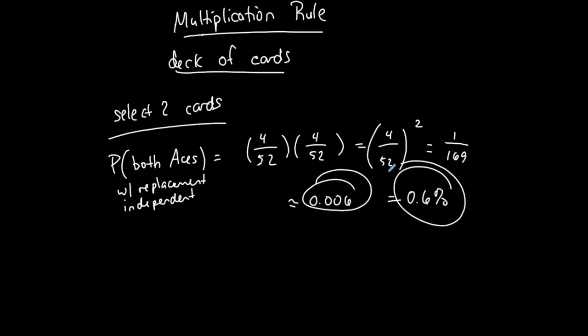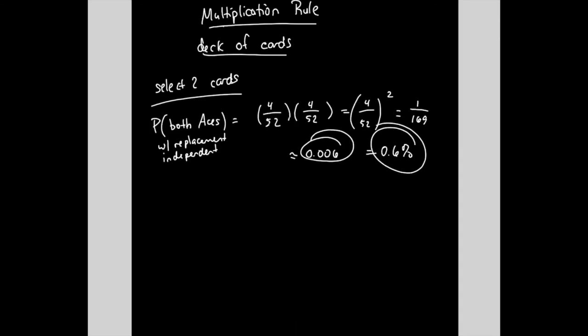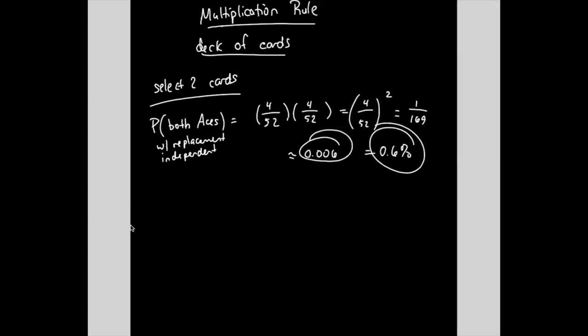It's less than 5%. Does it make sense that I'm only going to select two cards and that it would be unlikely for them both to be aces? Well, think about that. Does that probability make sense for my situation? Which it does, right? Most likely we don't select two aces when we go and select two cards.